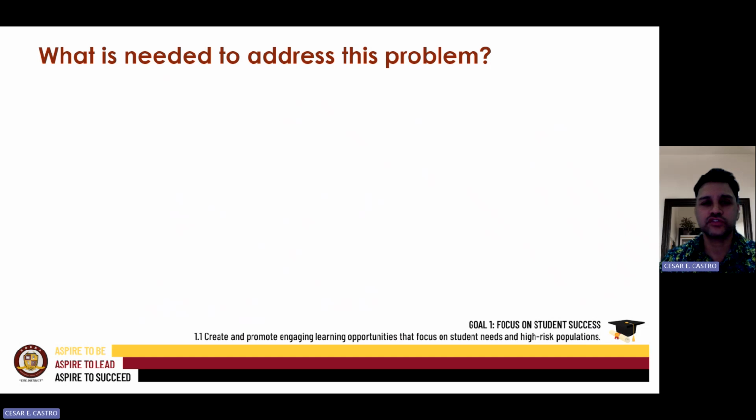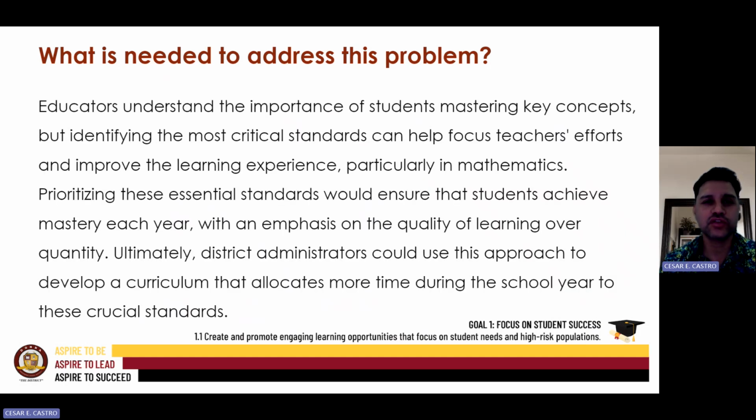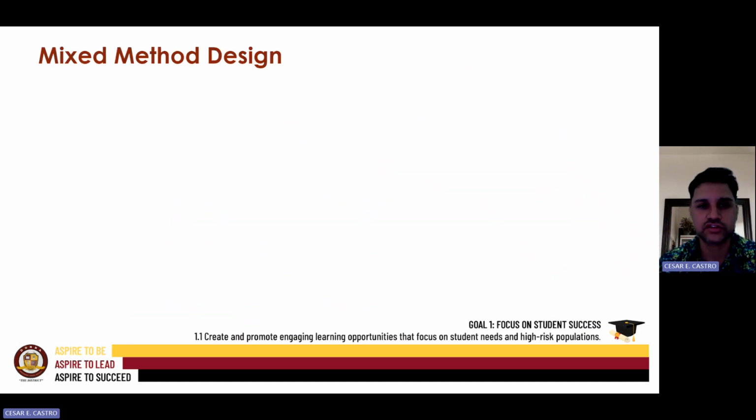Now, what is needed to address this problem? Educators understand the importance of students mastering key concepts, but identifying the most critical standards can help focus teachers' efforts and improve the learning experience, particularly in mathematics. Prioritizing these essential standards would ensure that the students achieve mastery each year, with an emphasis on the quality of learning over quantity. Ultimately, district administrators could use this approach to develop a curriculum that allocates more time during the school year to these crucial standards.